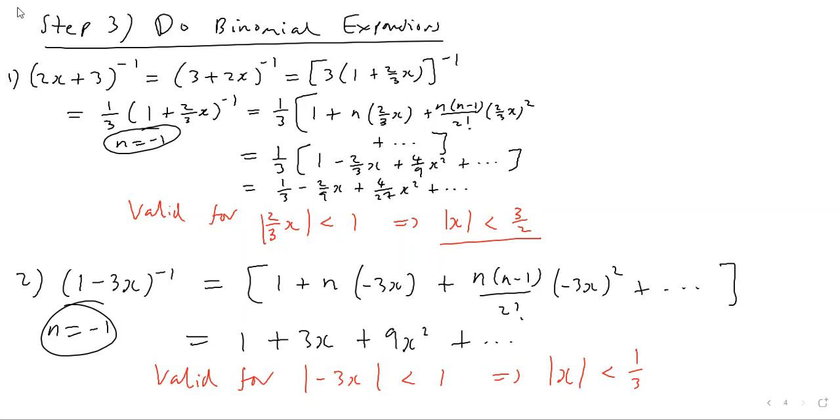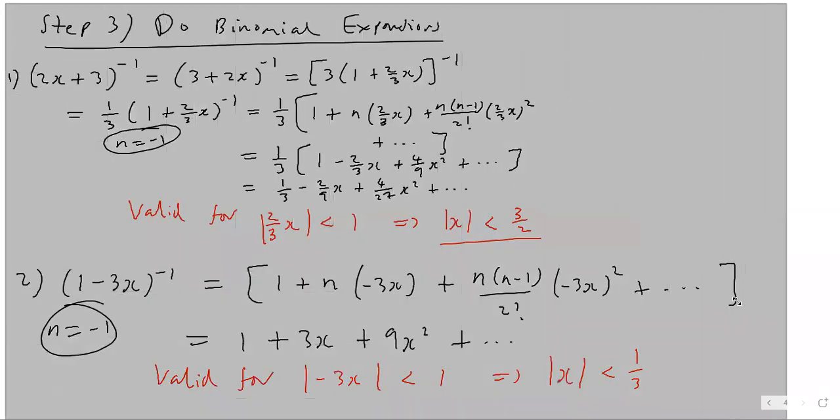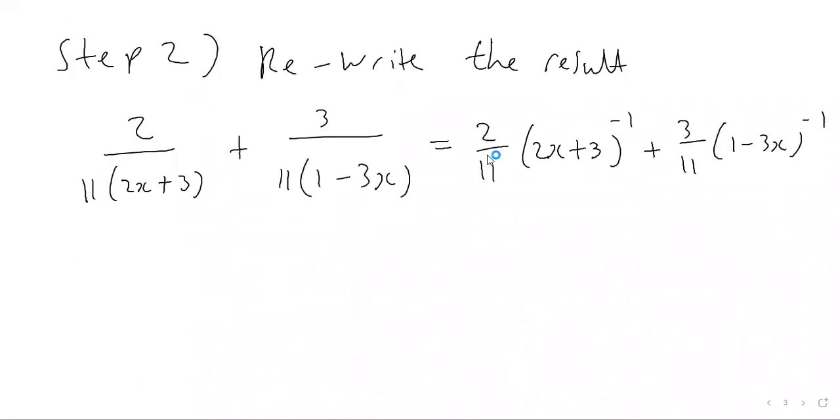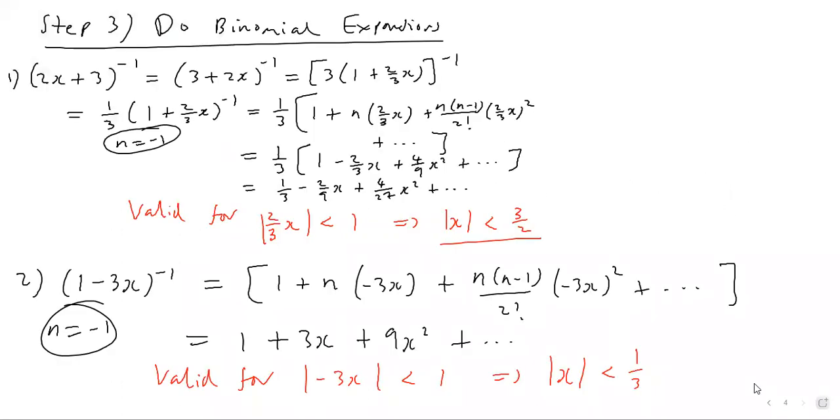Okay, so now, if we go back to our question, we're doing the expansion number 1 times 2 over 11 plus the expansion number 2 times 3 over 11. So now let's add our terms together. I guess step number 4 is to just add everything together. So sum the 2 expansions. So step 4.